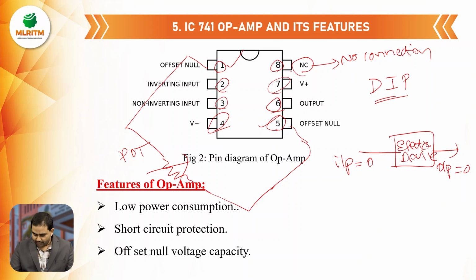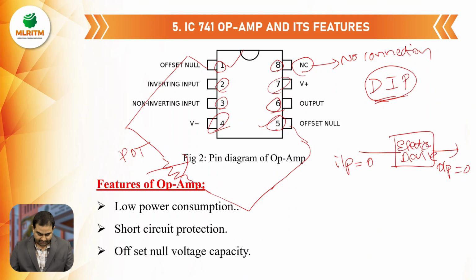Earlier I told you these kinds of ICs have to follow some protocol, that is dual inline package. What is the basic concept of dual inline package? That also I explained earlier. For example, at left side 4 pins are there, right side there should be 4 pins. Whether we use it or not, the count we have to maintain. That's why we have fixed this 8th pin as no connection. So that is the pin diagram of IC741 op-amp.